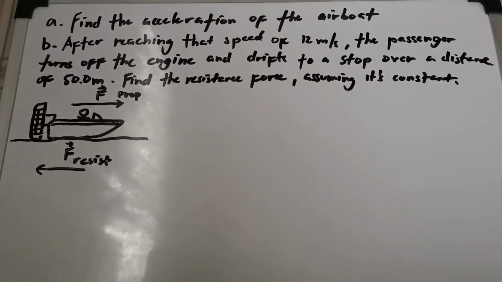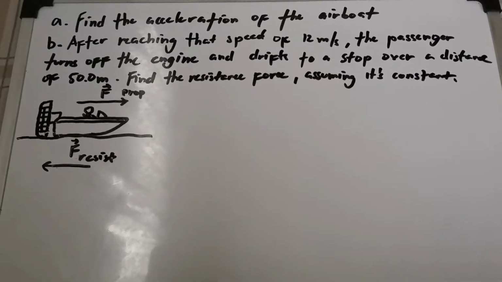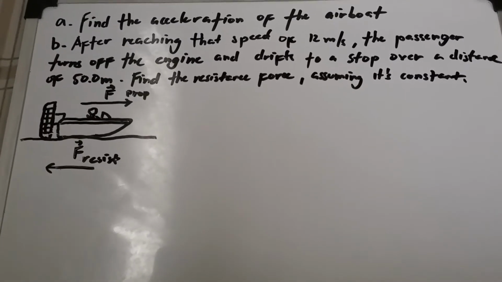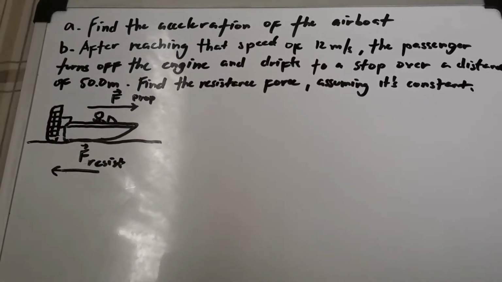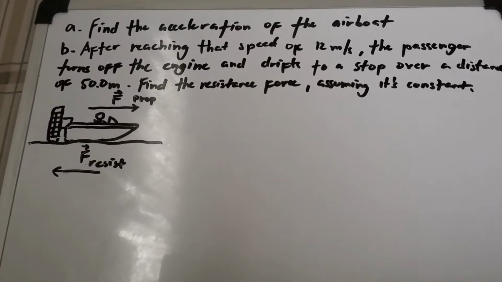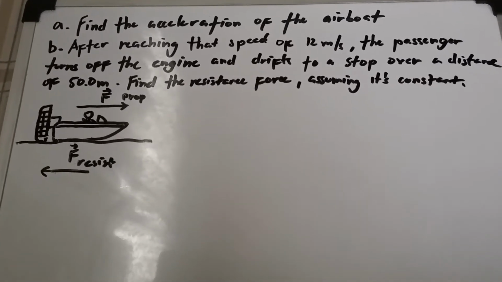So, for letter A, we will solve for the acceleration of the airboat. We will apply Newton's second law of motion. And for letter B, only the resistance forces act on the boat in the x direction, so the net acceleration can be found using one of the equations in kinematics. Letter A first.